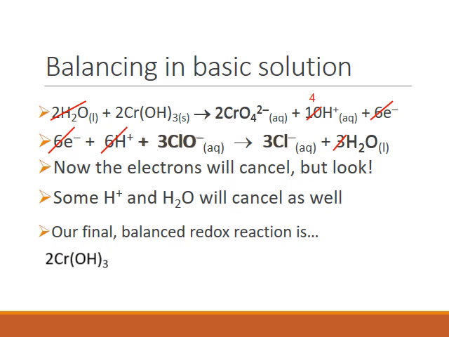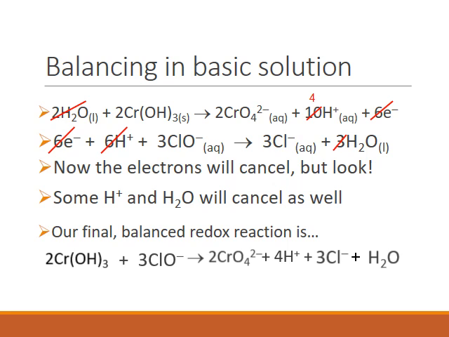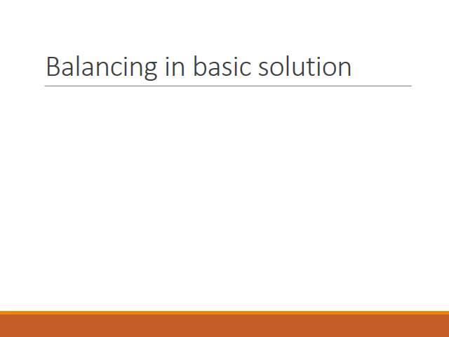the 2 chromium hydroxides, the 3 hypochlorites, going to the 2 chromates, plus 4 H pluses, plus 3 chlorides, plus finally 1 water molecule. That is our final balanced reaction. It took a while, but practice these. It's important that you know how to balance redox reactions. Now this is an acidic solution. We take this, apply the 4 OH minus to both sides to make it in basic solution.